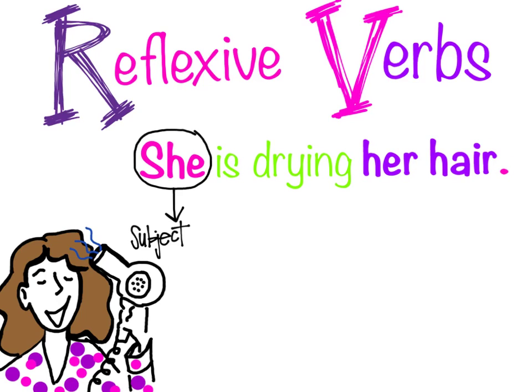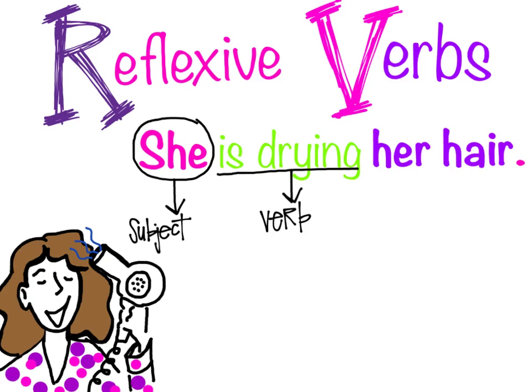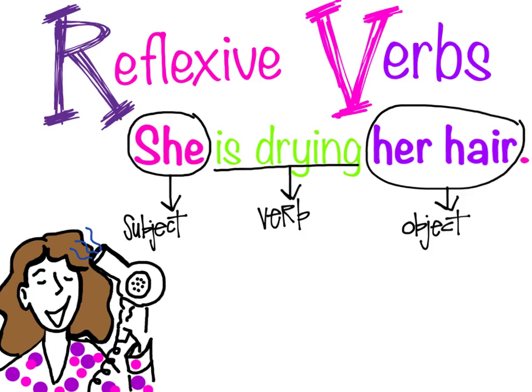In this sentence, we can see that she is my subject because she is doing the action of drying her hair. And here you can see that is drying, or drying, is our verb. So she is my subject, drying is my verb. Now we have to figure out what part of the sentence her hair would be. Because her hair is receiving the action, we've decided that her hair is the object of this sentence. She is doing the action, and her hair is receiving the action.